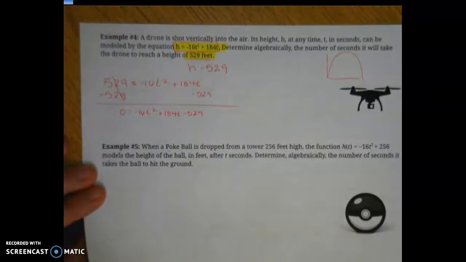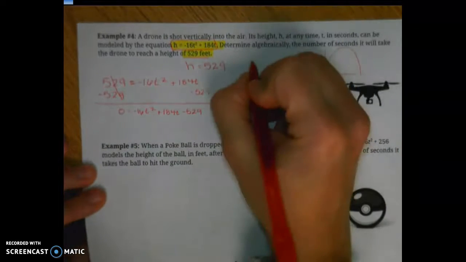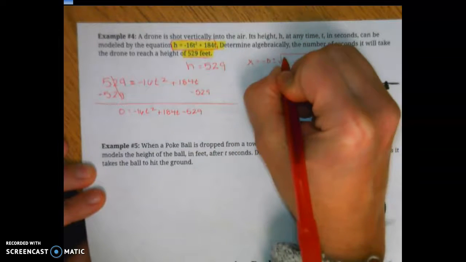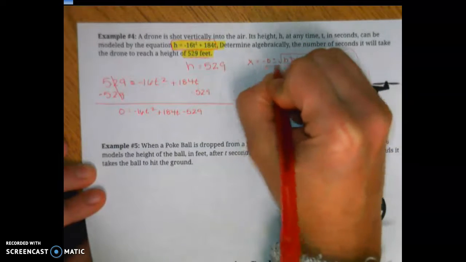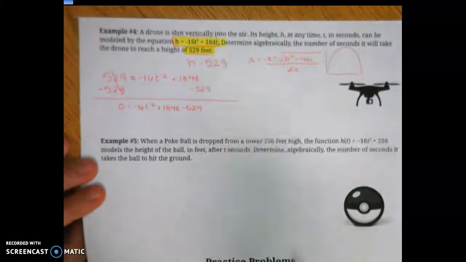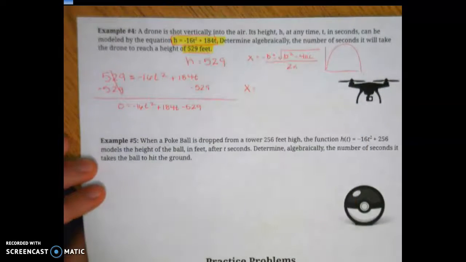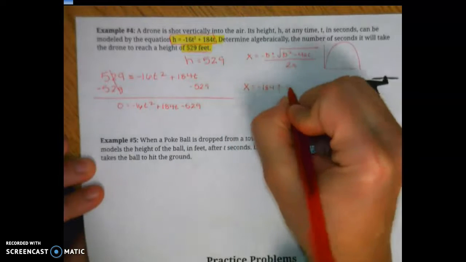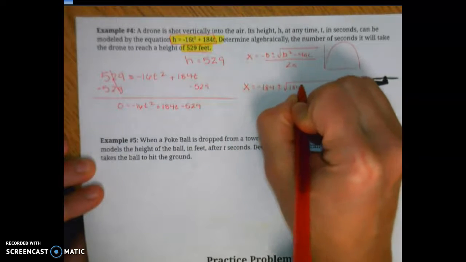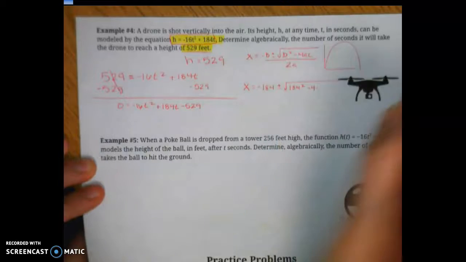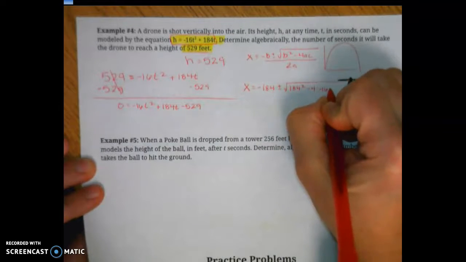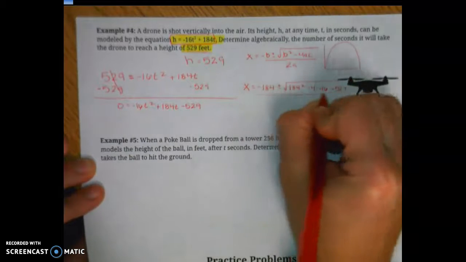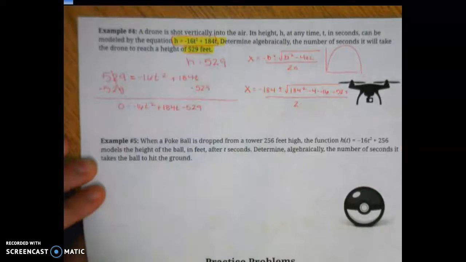Okay. Now I'm going to use my quadratic formula again. So x equals negative b plus and minus the square root of b squared minus 4ac all over 2a. All right, let's plug in our values. B is 184, so negative 184 plus and minus 184 squared minus 4 times a, which is negative 16, times c, which is negative 529, all over 2 times a, which is negative 16.